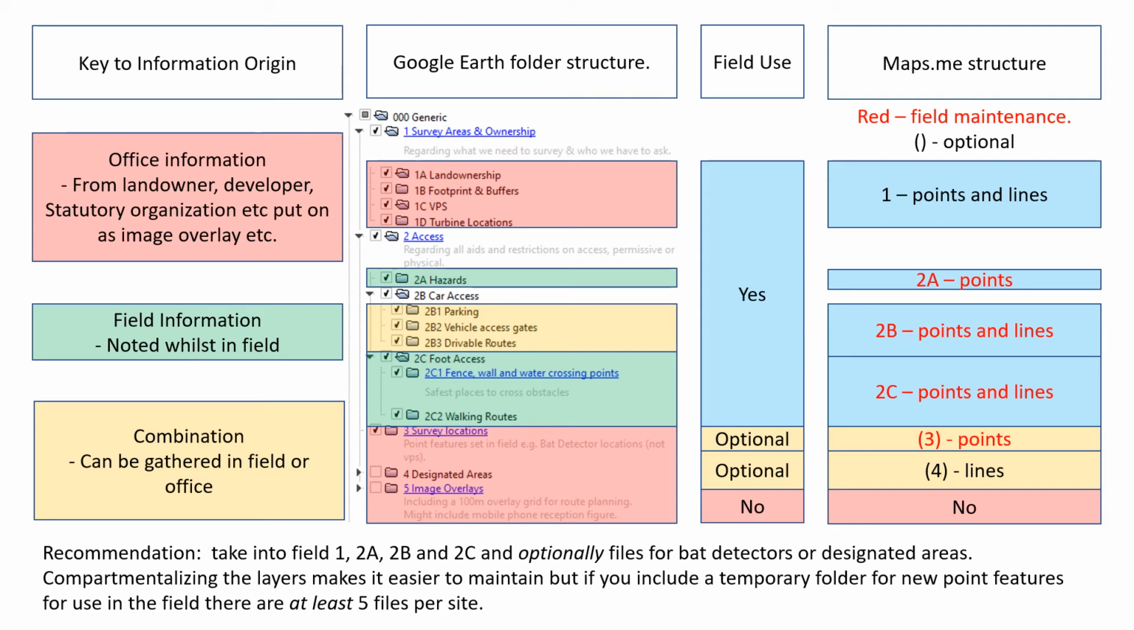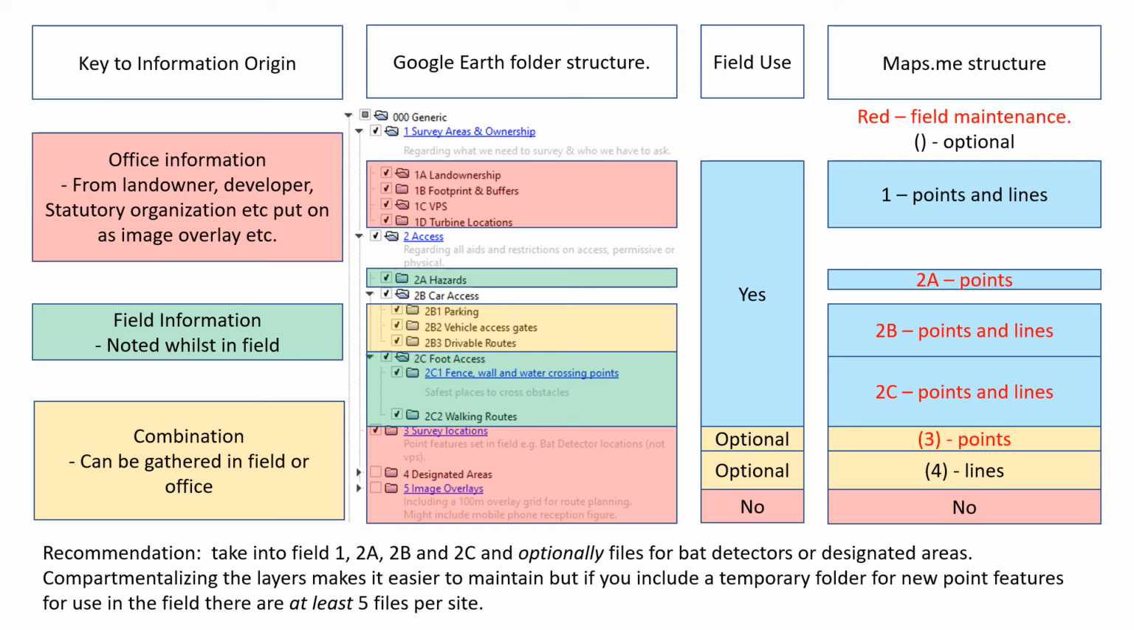Lastly, I'd like to leave you with this schematic, which basically shows how I think about creating a generic folder structure for Google Earth and how this might map onto a simplified structure for maps.me with fewer layers to it. This would really depend on how you are likely to maintain these different kinds of features.